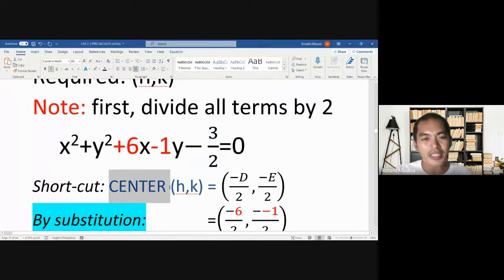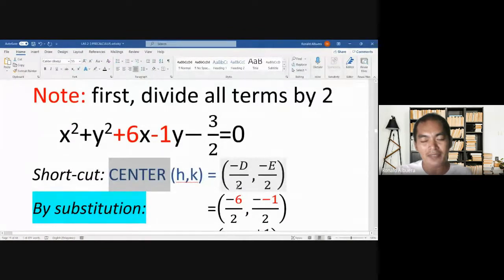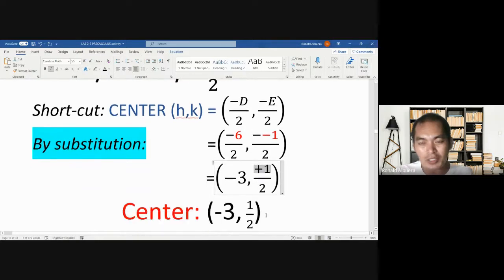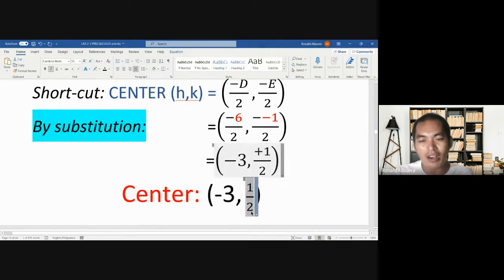Now, the shortcut to get the center, we have negative D over 2 for the x coordinate. Our coefficient of x is 6. So, negative 6 over 2 is negative 3. Now, for the y coordinate, the coefficient of y is negative 1. So, negative of negative 1. Negative times negative is positive 1 over 2. So, just express 1 over 2 or 0.5. So, our center has a coordinate of (negative 3, 1 half).